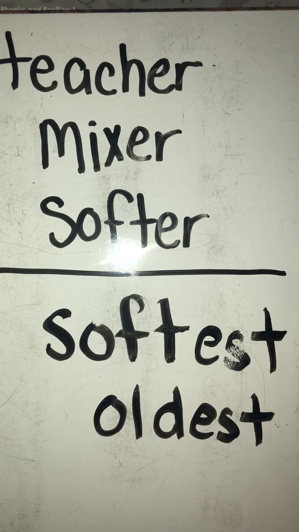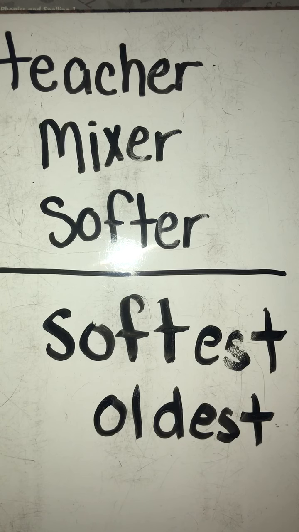Suffix ER means that something or someone does something. For example, a teacher is someone who teaches. So I'm teaching you right now because I'm your teacher. And a mixer is something that mixes. So if your mom or dad, grandma or grandpa is in the kitchen making mashed potatoes and they're mixing the potatoes to make them softer, they're using a mixer.